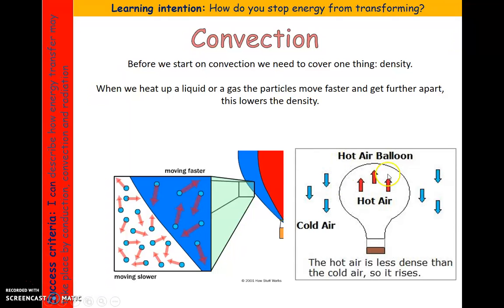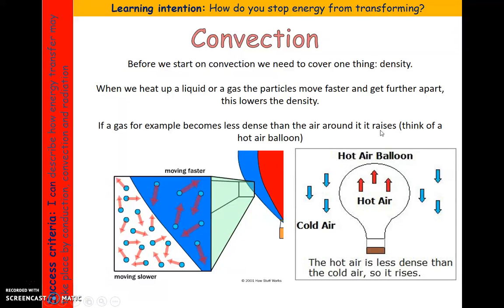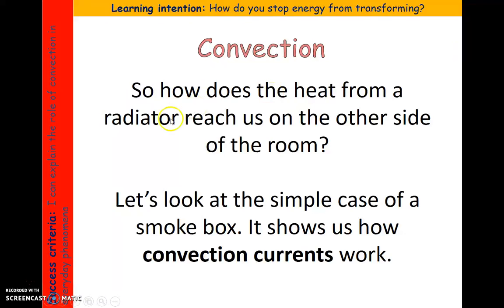So things like a hot air balloon, the air inside the hot air balloon isn't very dense at all, but the cold air around it is dense. So the hot air is less dense and it rises. So that's what causes a hot air balloon to move up in the air. That's what I just said. So how does the heat from a radiator reach us on the other side of the room?